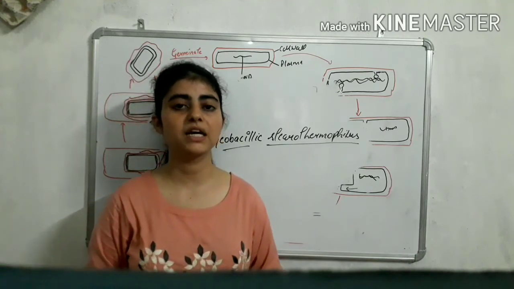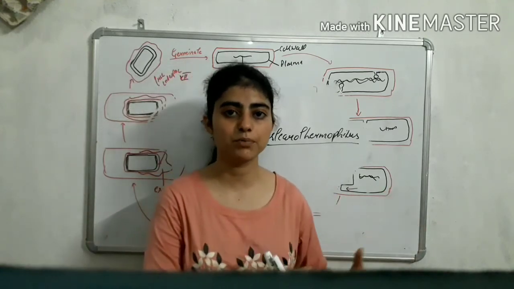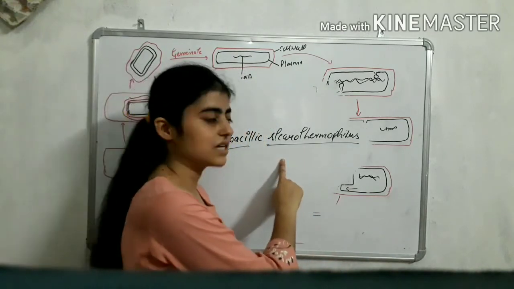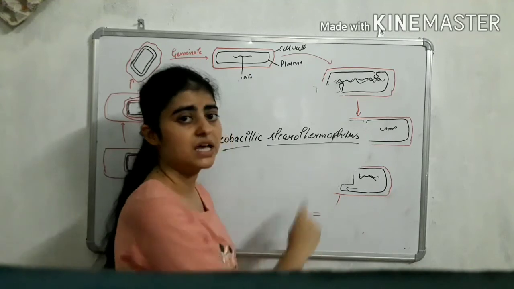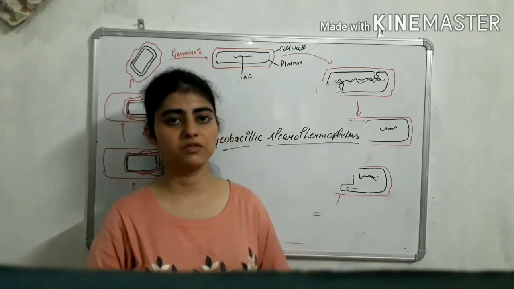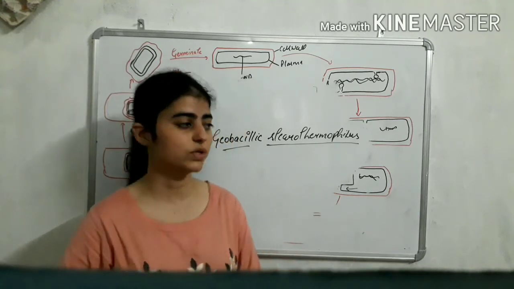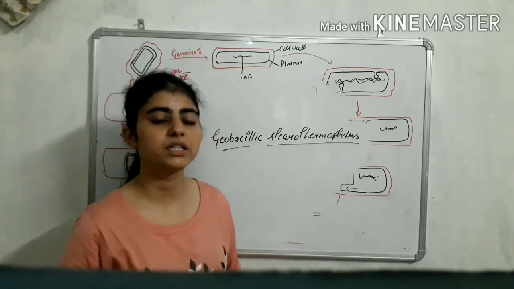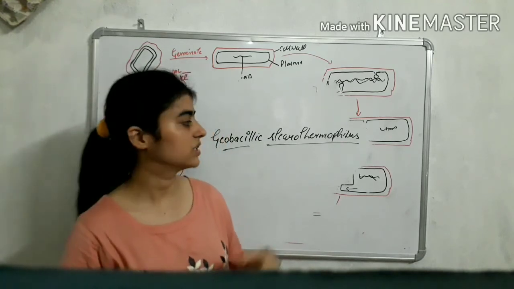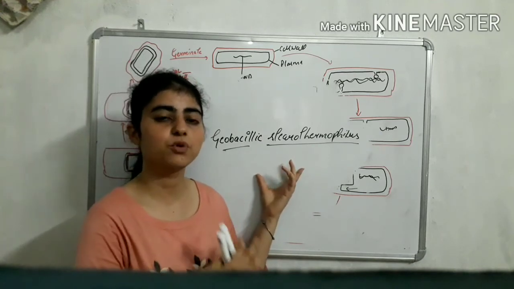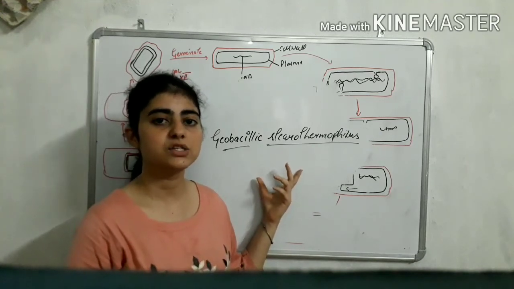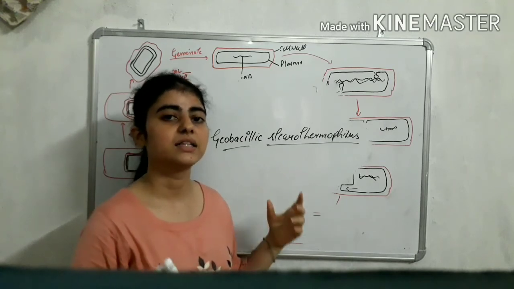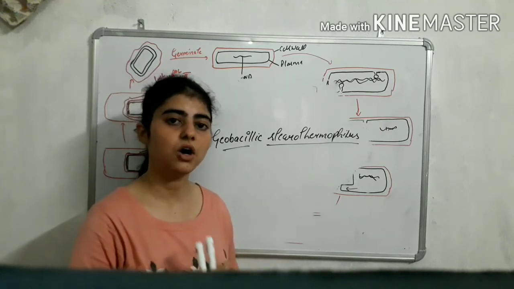Now what will happen if the autoclave is working properly? There will be no growth of Geobacillus stearothermophilus. But if the autoclave is not working properly, then after 1 or 2 days there will be growth of Geobacillus stearothermophilus on the petri plate. So this is checked. Basically spores are used for checking whether the instruments that we use to destroy spores are working properly or not.